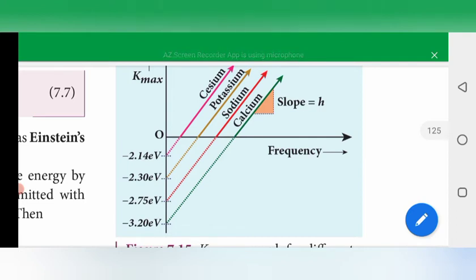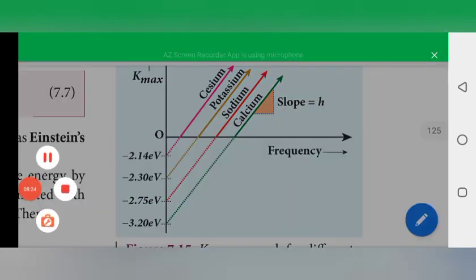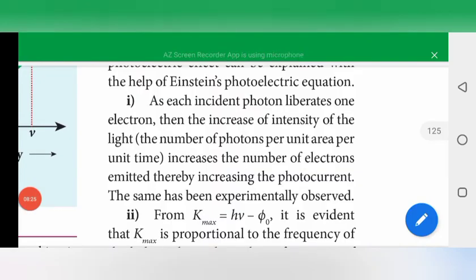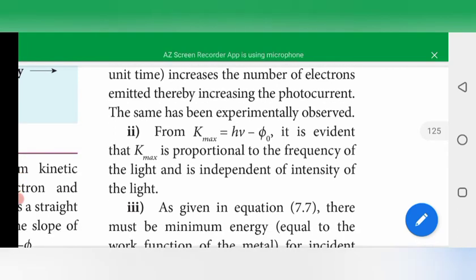Now we will see the next topic, the explanation for the photoelectric effect. First, if we increase the intensity of the light, it also increases the number of electrons emitted. Second, from the kinetic energy equation, the kinetic energy is directly proportional to the frequency of the light, and it is independent of the intensity of light.